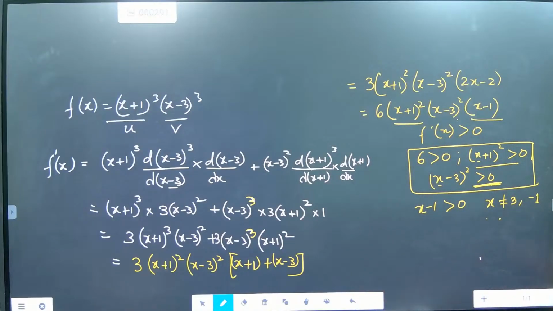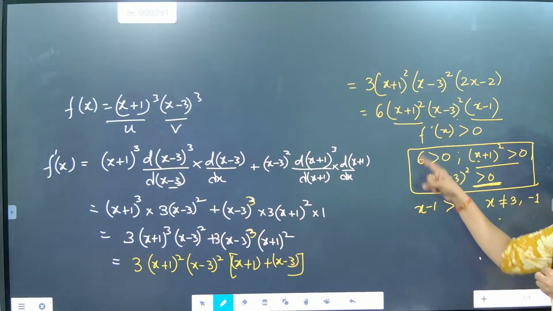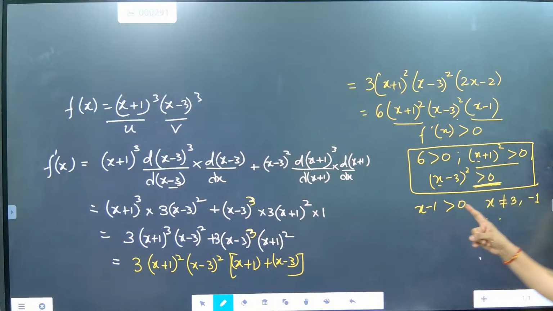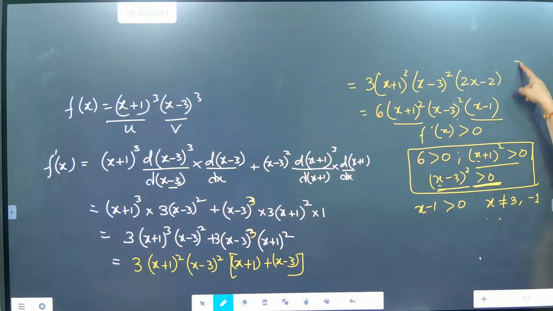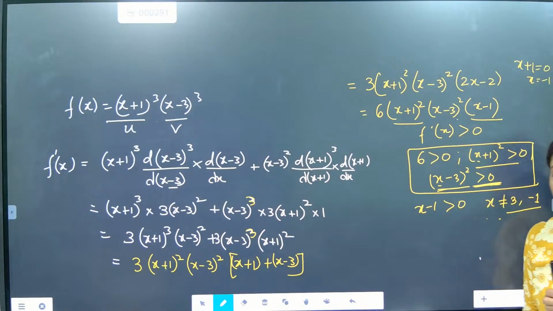So they are always greater than 0 means it should never be equal to 0. 6 here is a constant. We are not going to talk about that. But beta, what is here is (x minus 3) whole square and this. So beta, this value means x plus 1 equal to 0. You are doing what, what value are you getting? Minus 1. So x must never be equal to minus 1 and x must never be equal to 3.